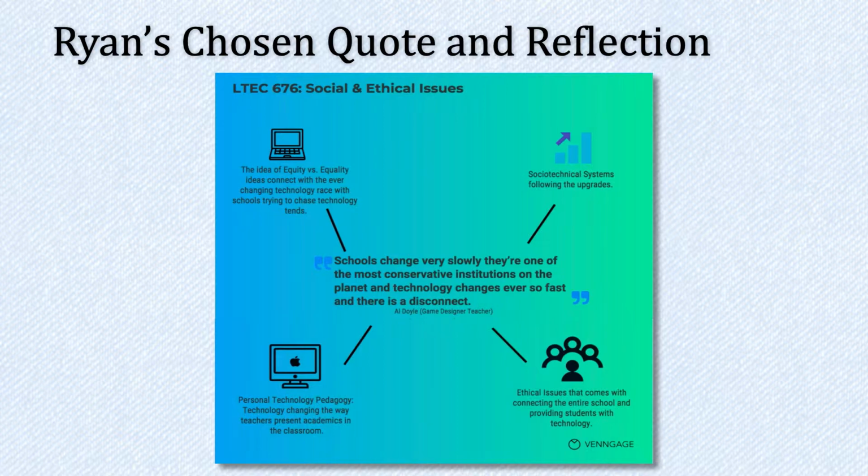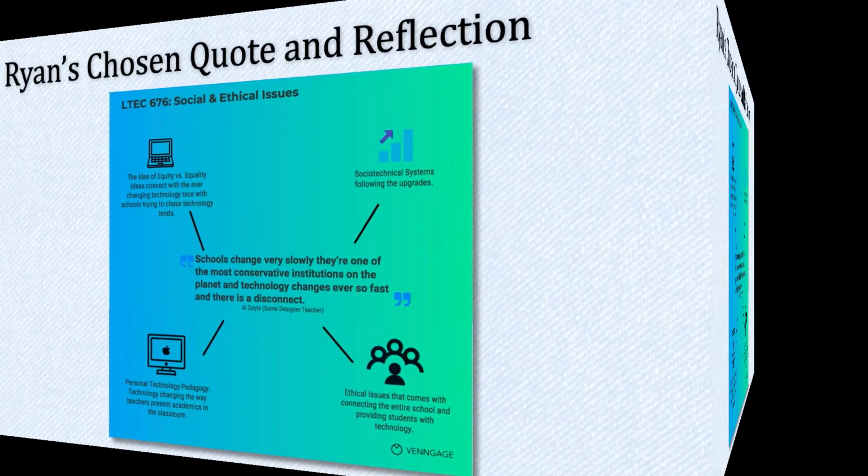And Ryan chose the quote from Doyle. And we all know this about how slow school systems are to change. And yet we're embedded in this society that, because of technology, is changing so quickly. So let's hear Ryan in his own words about why he chose this quote.